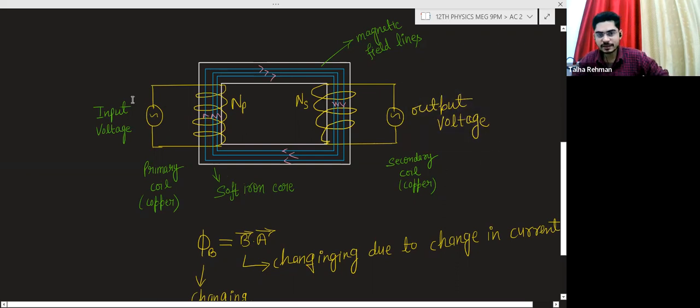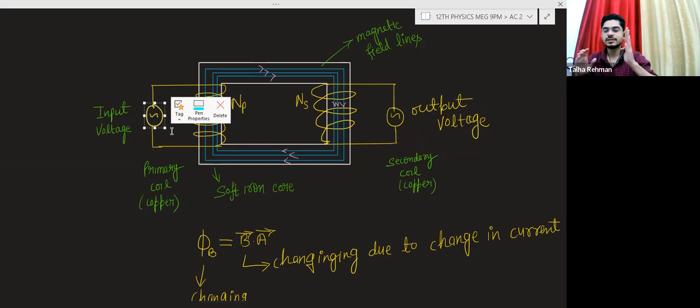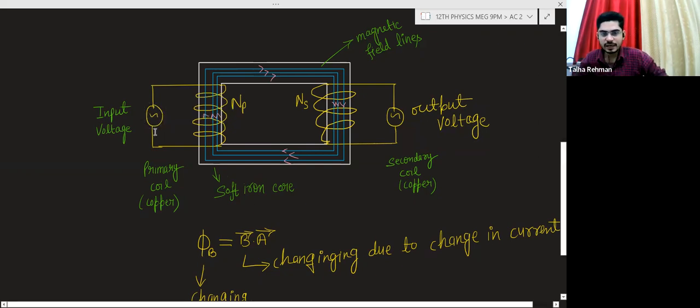Means we will give the transformer some input voltage. Suppose we want to reduce a high voltage, then at input we will give the high voltage, and automatically, due to some phenomena that I will explain to you, that high voltage will be converted here to a low voltage.